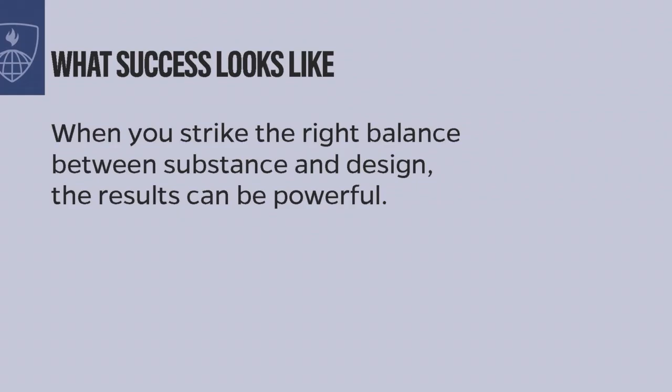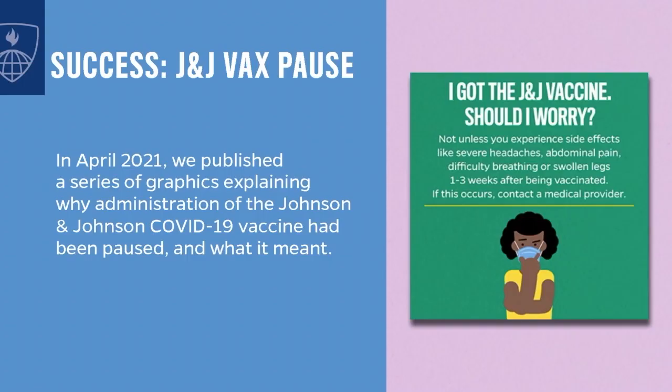Let's talk about what success looks like. In April 2021, when administration of the Johnson & Johnson COVID-19 vaccine was paused so that health officials could investigate a rare but concerning signal with blood clots, we very quickly put together a series for Instagram and Facebook explaining what the pause was all about and reassuring people that the pause was evidence that the system was working to keep them safe. A concerning signal was being investigated, and here's what people who had already been vaccinated should know.